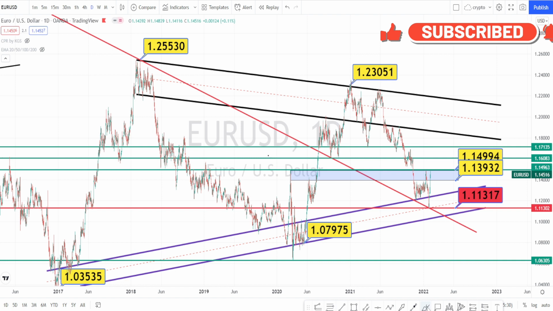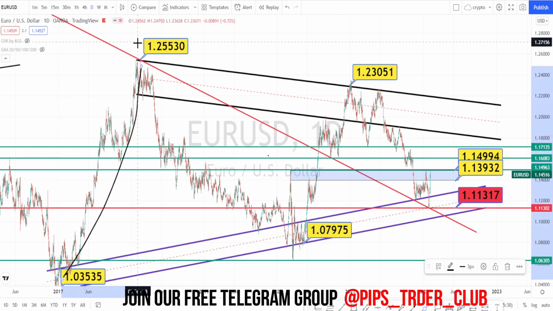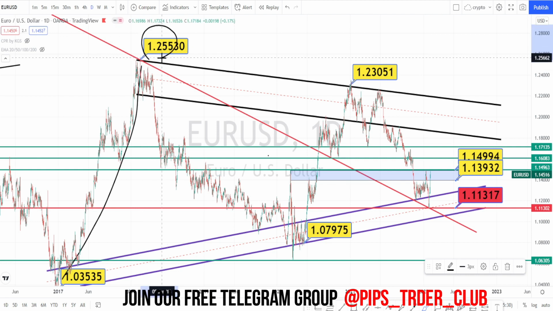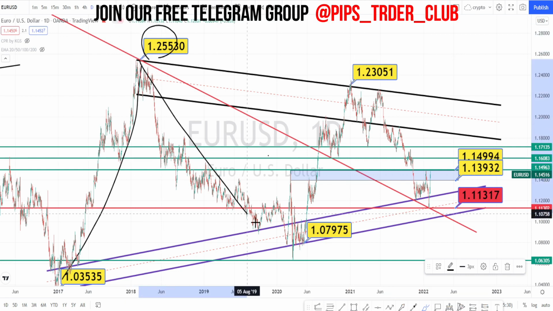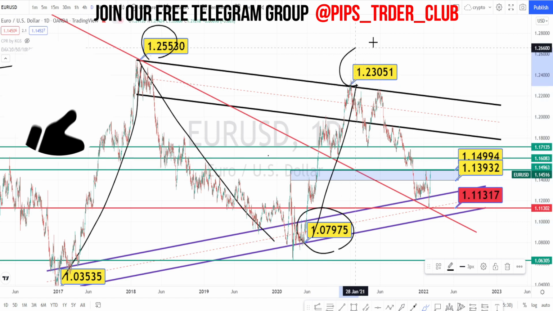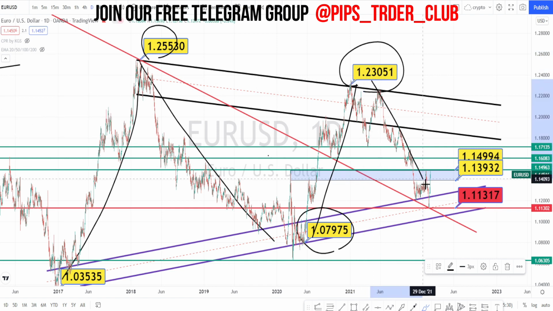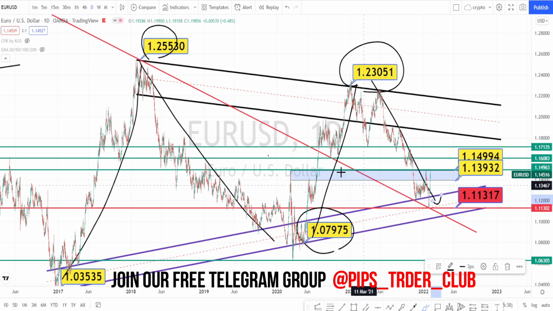I'm in the daily time frame now. When we look at the price action in the daily time frame, previously from the level of 1.03, it was on a bullish trend, and then it went up to the level of 1.25. Then a retracement happened and it took support on the support level of 1.07. Again it went on a bullish trend, again took resistance at the resistance level of 1.23, and currently the price action is on a bearish trend.